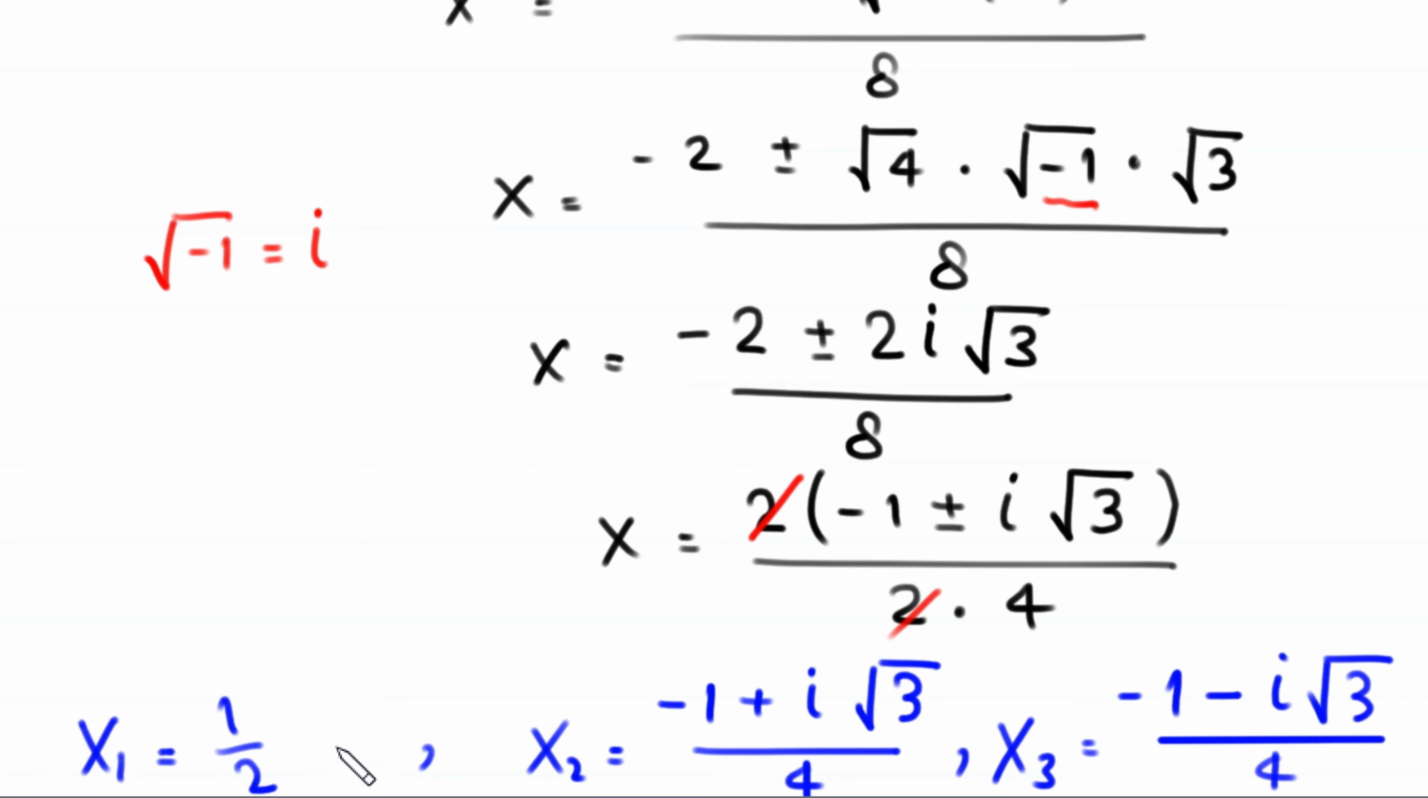So we have 3 solutions for this equation. This first one is a real number and these two are complex. This is the final answer of this problem.